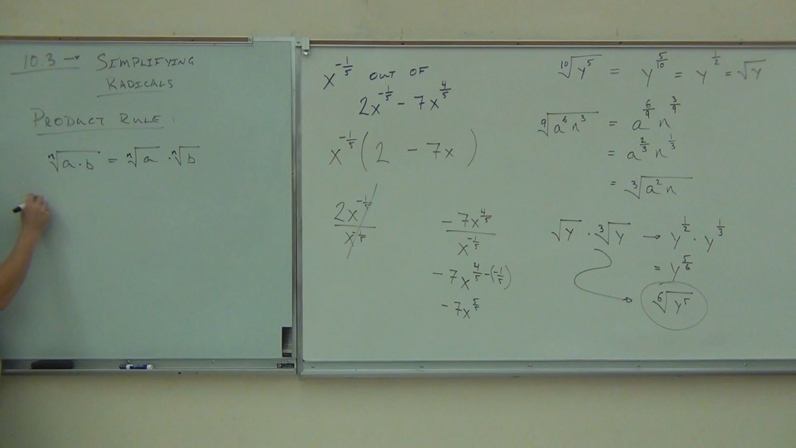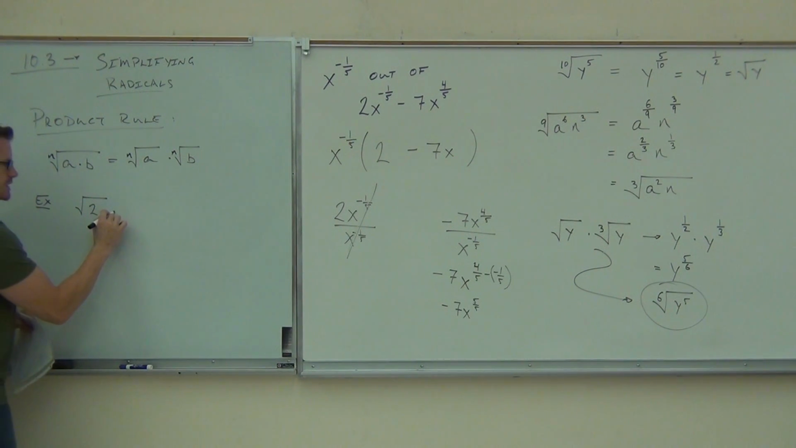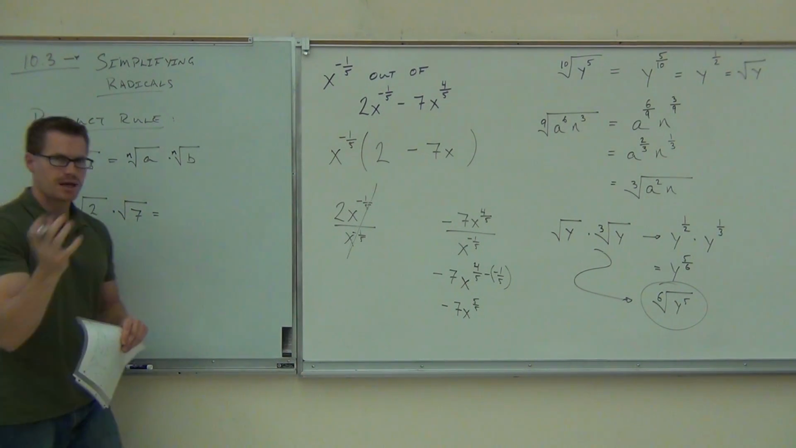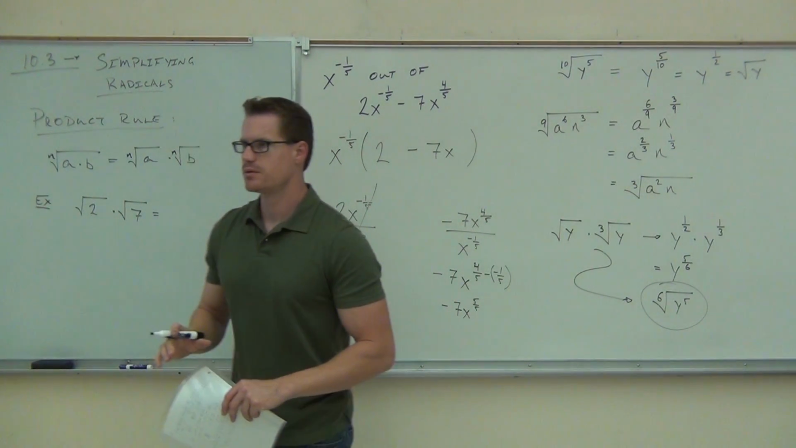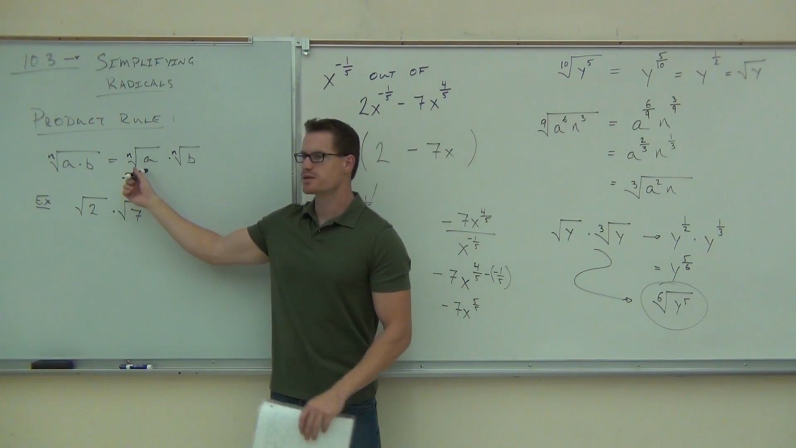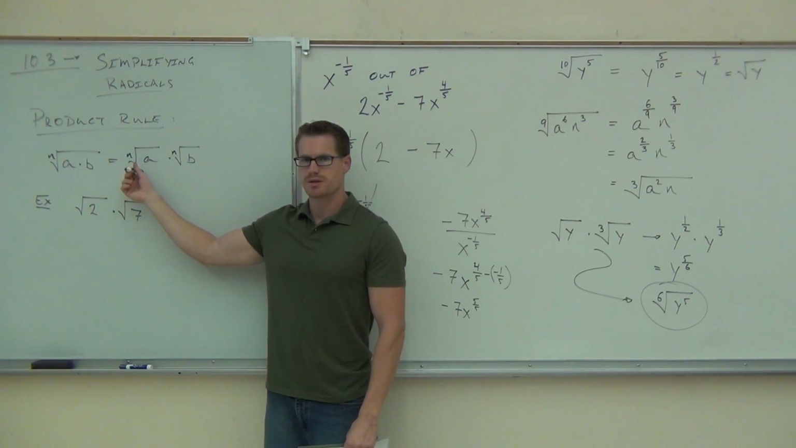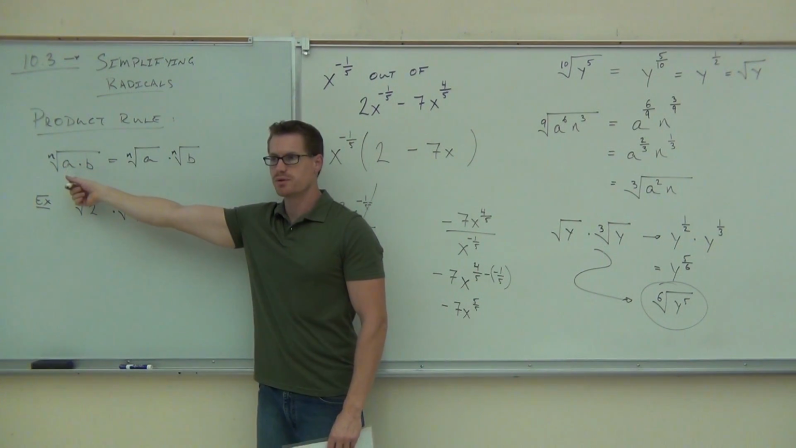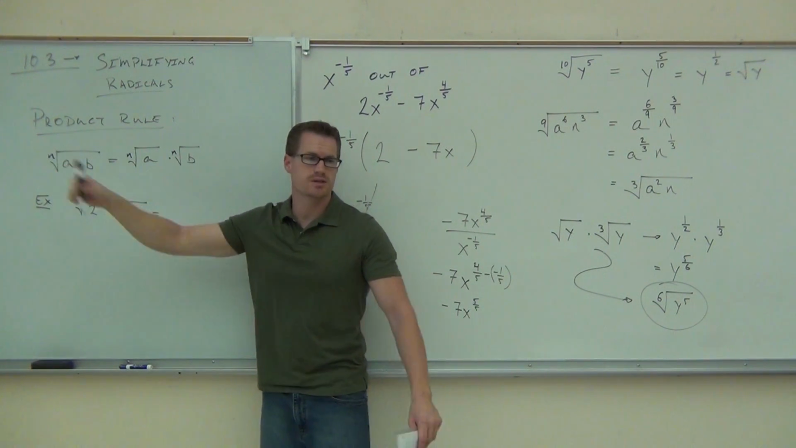Also, I need you to know that this works both ways. If I have the square root of 2 times the square root of 7, can I multiply those roots together? Well, that's what this says as well. It says if I have an nth root times an nth root, I can put them under the same nth root. Does that make sense?